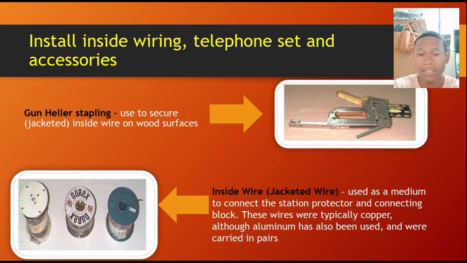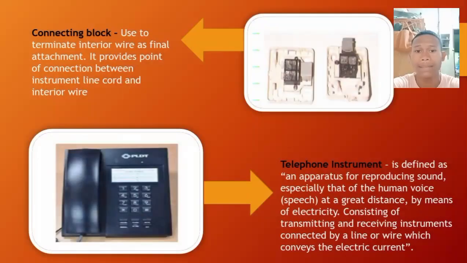Inside wire, jacketed wire, is used as a medium to connect the station protector and connecting block. These wires were typically copper, although aluminum has also been used, and were carried in pairs. So next is the connecting block used to terminate interior wire as a final attachment. It provides a point of connection between the instrument line cord and interior wire.